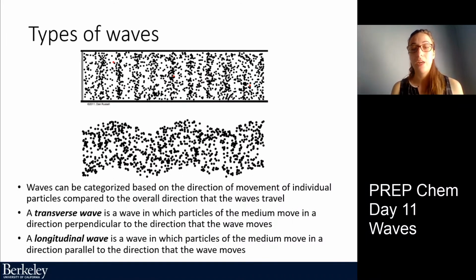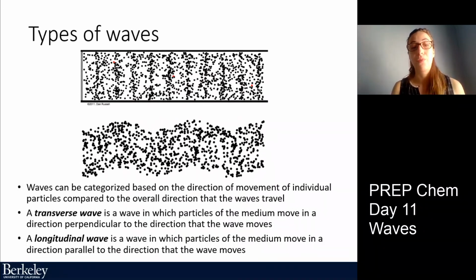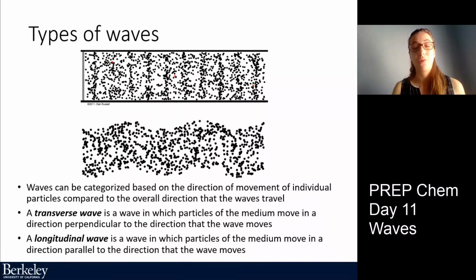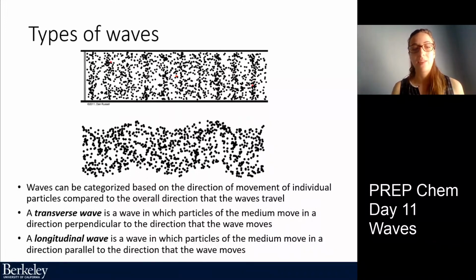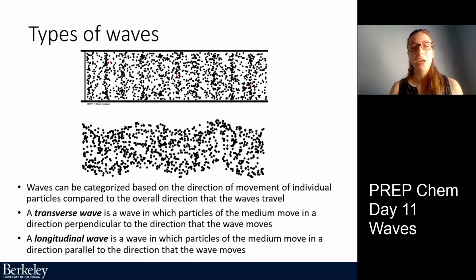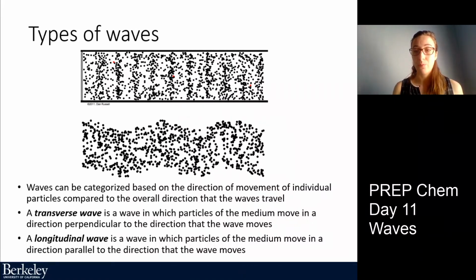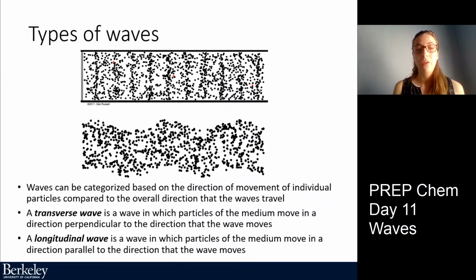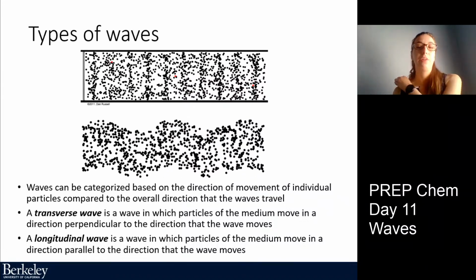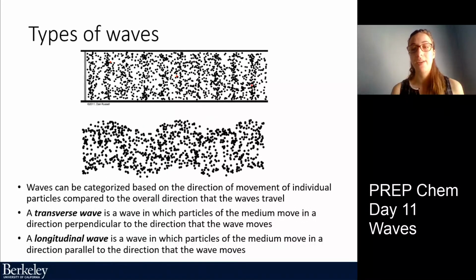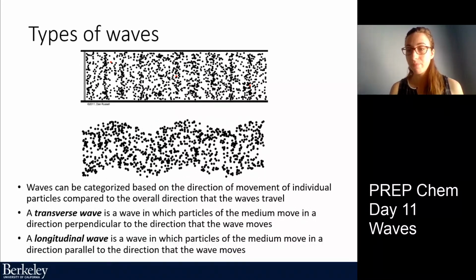Because the particles move in a direction parallel to the direction of the overall wave, that makes this a longitudinal wave. And on the bottom, all of these particles in the wave are moving up and down, but the overall wave is still moving left to right. So that makes that a transverse wave.